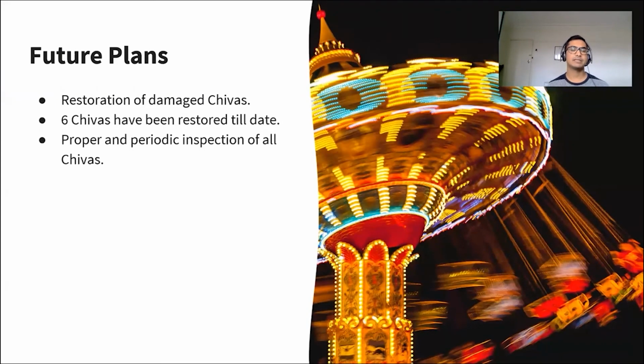So our future plans are to restore the damaged Chivas. We can identify them easily through the map as well. Till now, we have restored about 6 Chivas, and more are being restored currently. Also, we plan to have a proper and periodic inspection of all the Chivas in future.